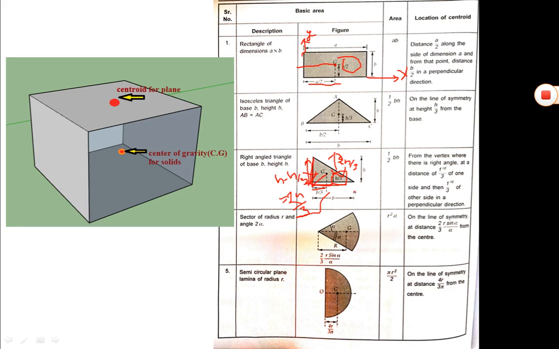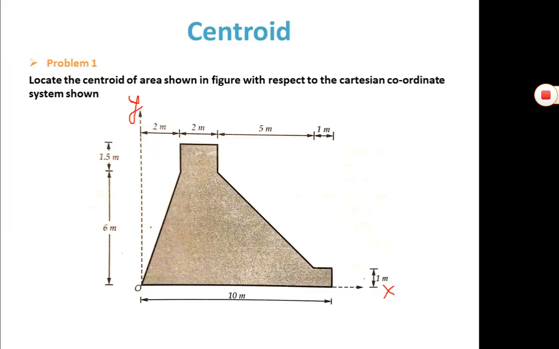Similarly, for the width as well as the height, in both directions it is the same. That is h by 3 from the right angle edge. So you can read here, from the vertex where the right angle is, the centroid is at a distance of 1 by 3 from one of these sides, that is the right angle side. Okay, now move to this question.